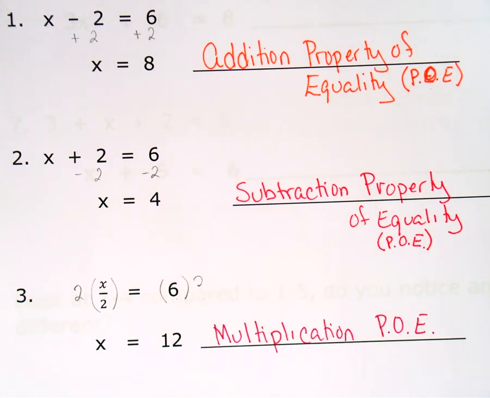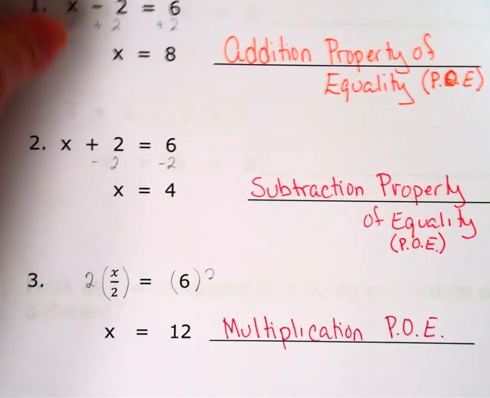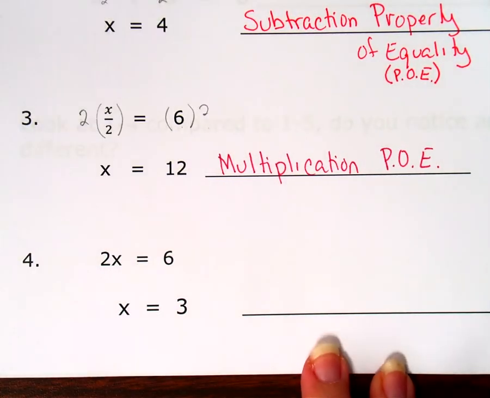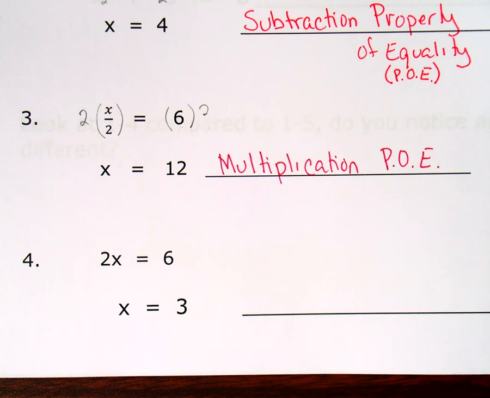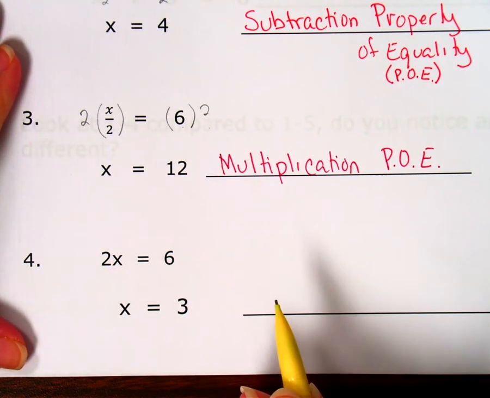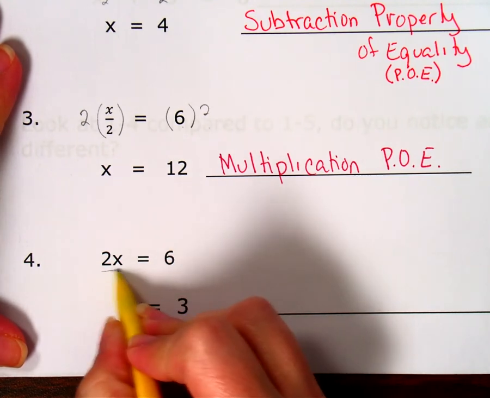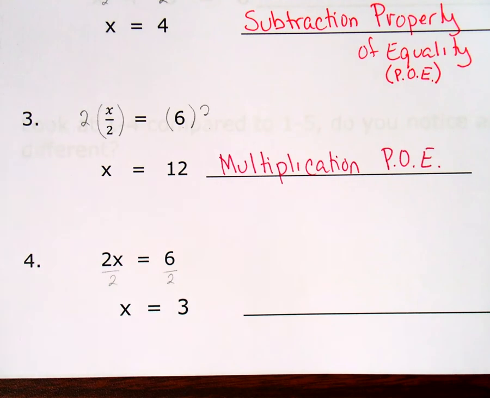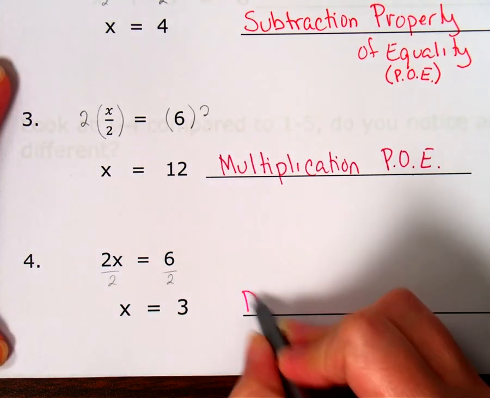We've done addition, we've done subtraction, we've done multiplication, so guess what's next? You probably guessed correctly. I have 2x equals 6 turns into x equals 3. How did I get rid of the 2 on the x? Well, it's 2 times x, or 2 multiplied to x, so I needed to divide on both sides by 2. So this is the division property of equality.